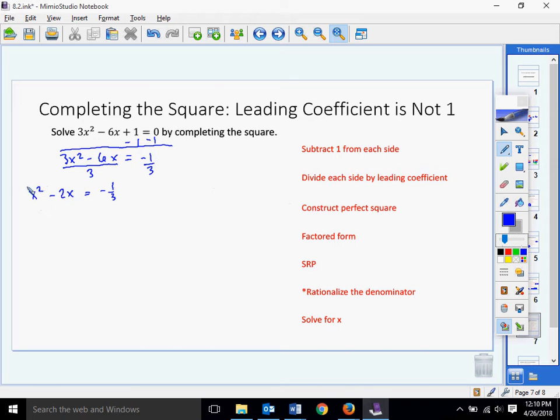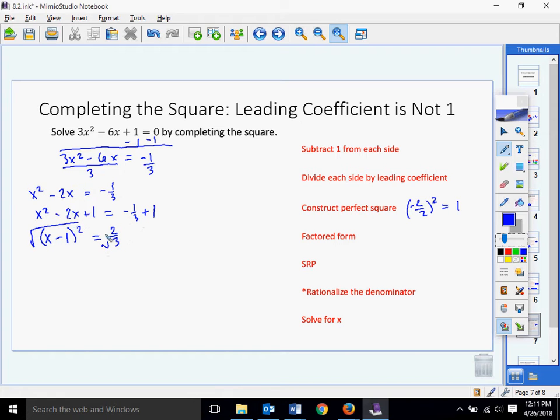Now that I have a coefficient of 1 in front, I'm ready to complete the square. So looking at negative 2, that x term, I need to cut it in half, and then I need to square. So that would give me negative 1 squared, so positive 1. So that's what I'm going to add to both sides. And I need to factor this into x minus 1 squared. And negative 1/3 plus 1 would give me 2/3.